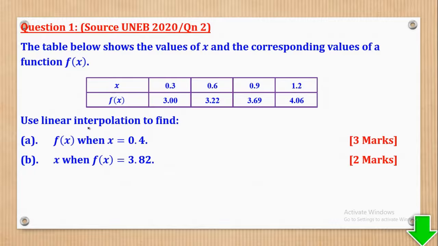So they said use linear interpolation to find f(x) when x is 0.4. Then part B, use linear interpolation to find x when f(x) is 3.82. So the first thing to do is to locate the two values which enclose the required value. So 0.4 is between 0.3 and 0.6. What we are going to do is extract these values and add another table in between them which has x equal to 0.4. So let's do that.